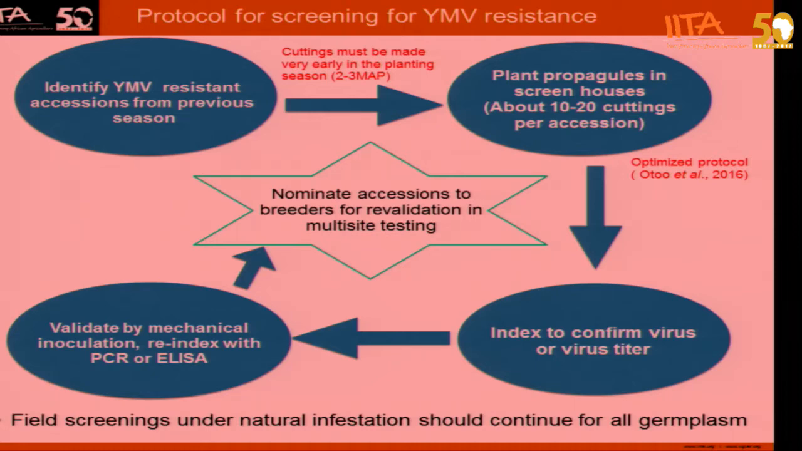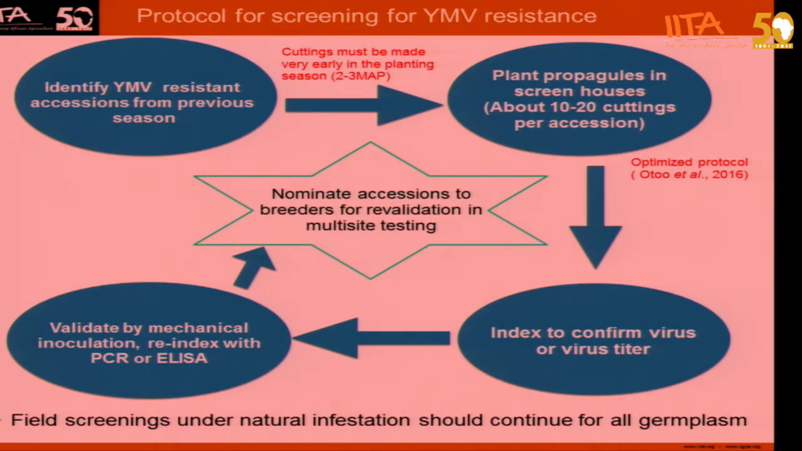Then we plant the propagules in the screenhouse at about 10 or 20 cuttings per accession, and then we make use of the optimized protocol as suggested by Otu et al., in which you can use 3 parts of soil with 1 part of carbonized rice husk. He has tried it and says that it's working. And for us too, we are making use of 50% soil and 50% substrate, and that is also working for us.